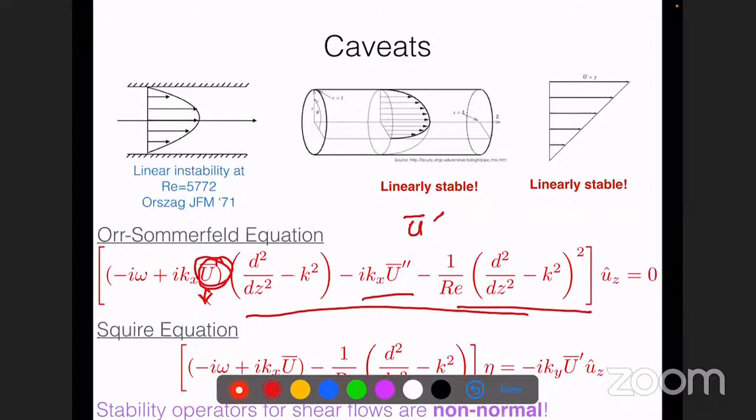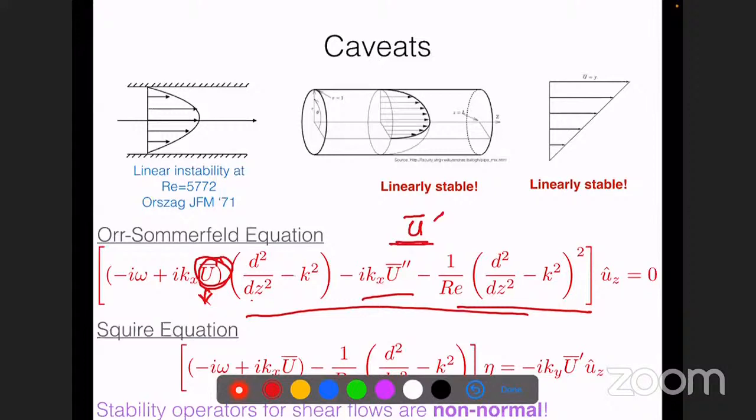Try to see how you turn this into an adjoint. So you transfer the second derivative here outside the U, and you would end up creating one term which would be proportional to the shear rate. That would make the adjoint, if there is a shear in the problem, and the governing equation not the same.